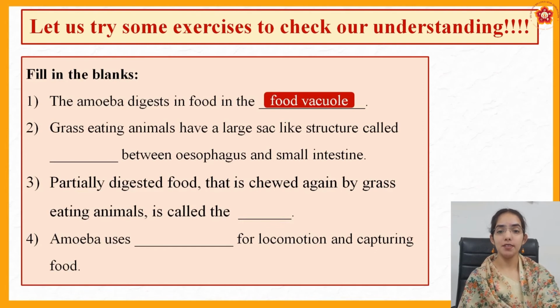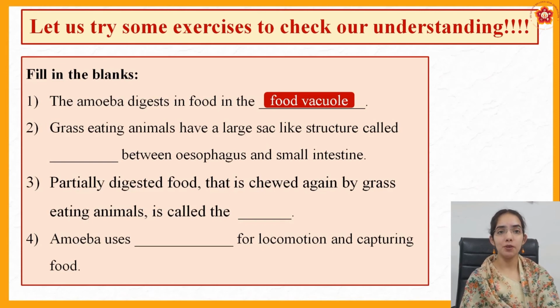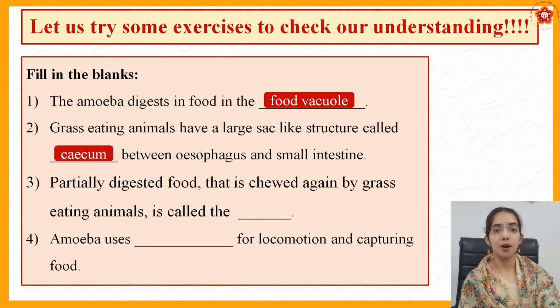The next fill up is: grass-eating animals have a large sac-like structure called dash between their esophagus and small intestine. So we had learned that grass has cellulose in it, and it's a little difficult to digest cellulose. But grass-eating animals have a special structure. And what is that structure called? I'm sure you all know it. It is cecum.